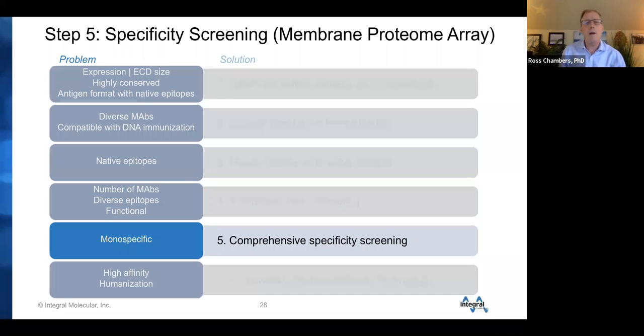All right, so you have your lead candidates, and a key feature of antibodies, of course, is the ability to bind to a single target. But it shouldn't be assumed that all antibodies are monospecific. In fact, it's a common feature for them not to be monospecific. So you really need to be able to test them for monospecificity, and the solution that we have come to here is the ability to do comprehensive specificity screening.